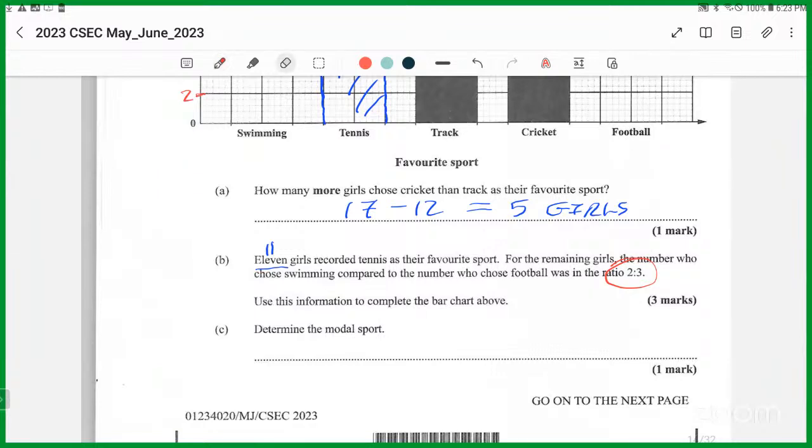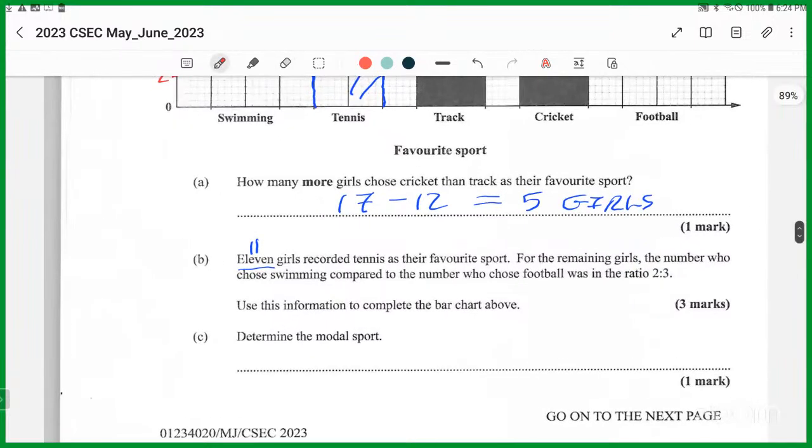And they're going to want us to use information to complete the bar chart. To complete the bar chart, we need to find out how many like swimming and how many like football. And we know that the remaining is in the ratio of 2 to 3. So what is the remainder? How much is remaining? 75 minus what we have already.